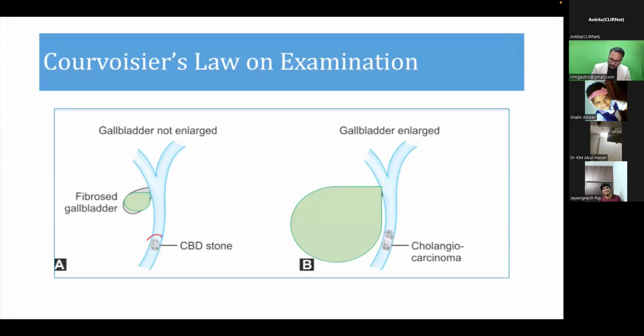So when there is a stone, there is no gallbladder enlargement. When there is a cancer, the gallbladder is enlarged due to distension. Up to 50 times it can enlarge. Please remember, because it's an elastic organ, it can accumulate bile and can enlarge up to 50 times.